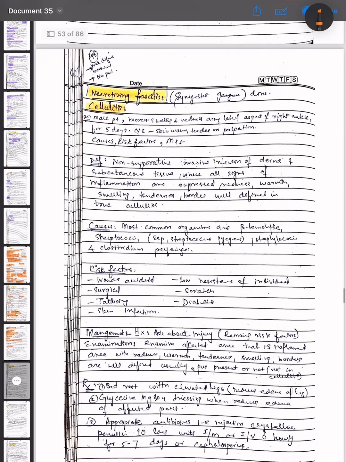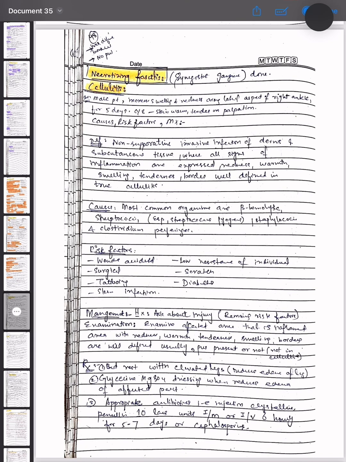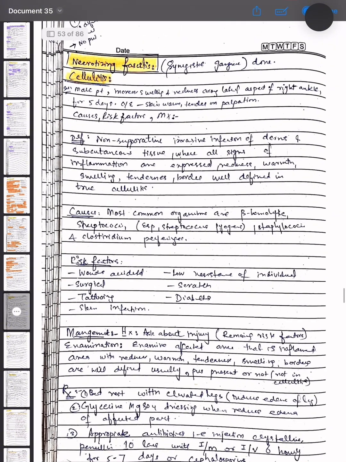Now, coming towards necrotizing fasciitis or cellulitis. Okay, so what is necrotizing fasciitis or cellulitis? We have a scenario which says that we have a male patient with increasing swelling and redness around the lateral aspect of the right ankle for 5 days. On examination, skin is warm, tender on palpation. What are the causes, risk factors, and management options?